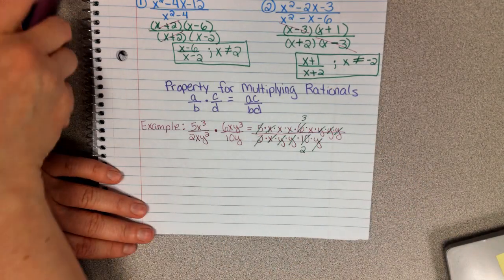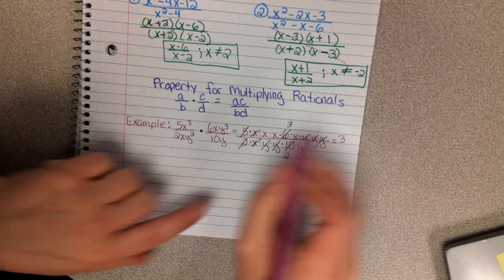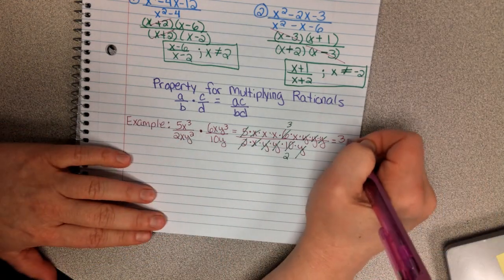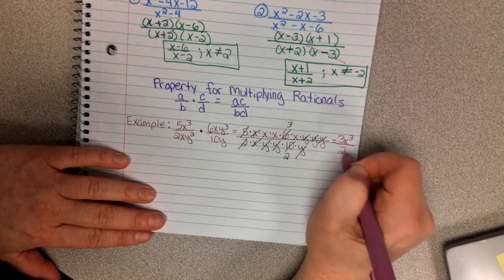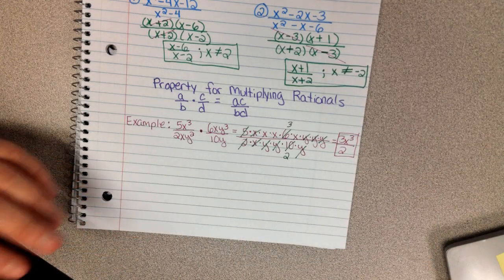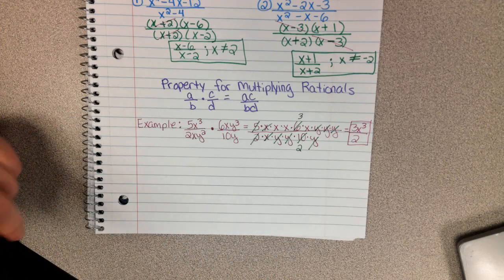Let's see what's left. So what remains is I have 3 with 1, 2, 3 x's, x to the third. And on the denominator, I only have a 2. So this fraction was actually super simple. It was actually 3x to the third divided by 2. So let's do some examples with this property.